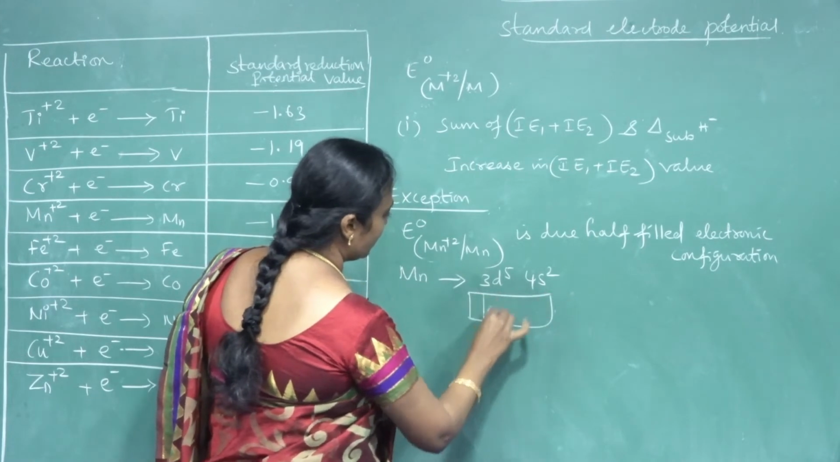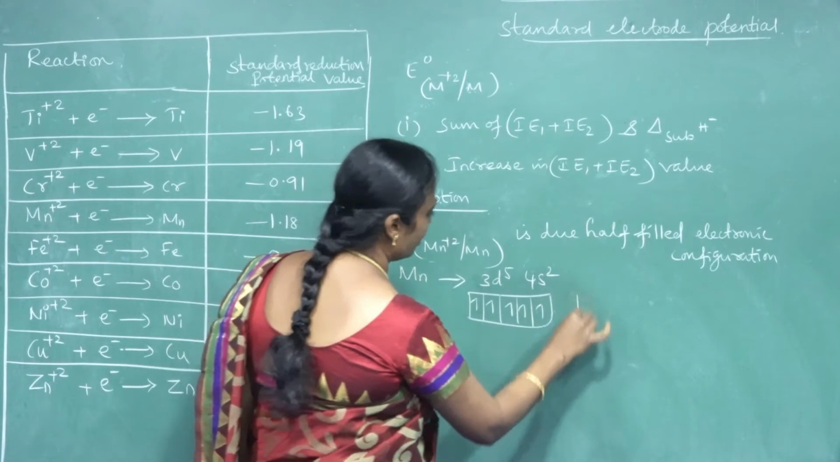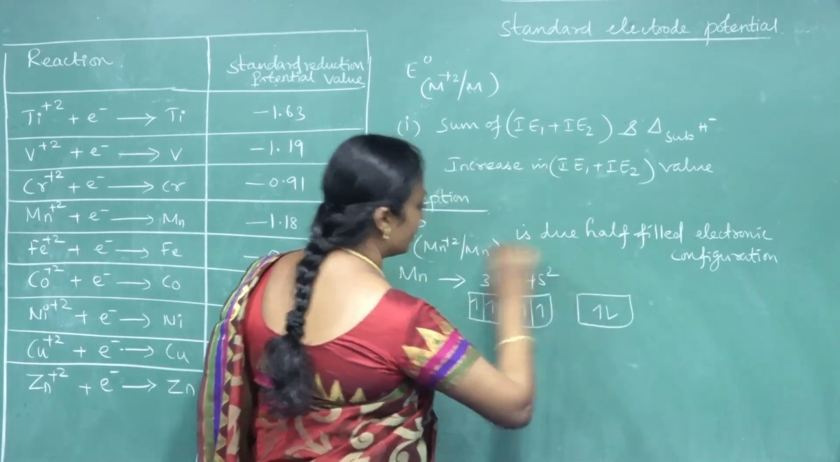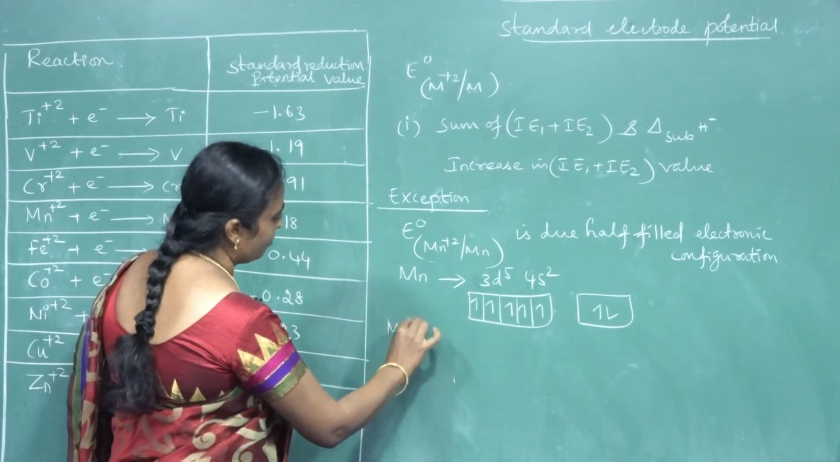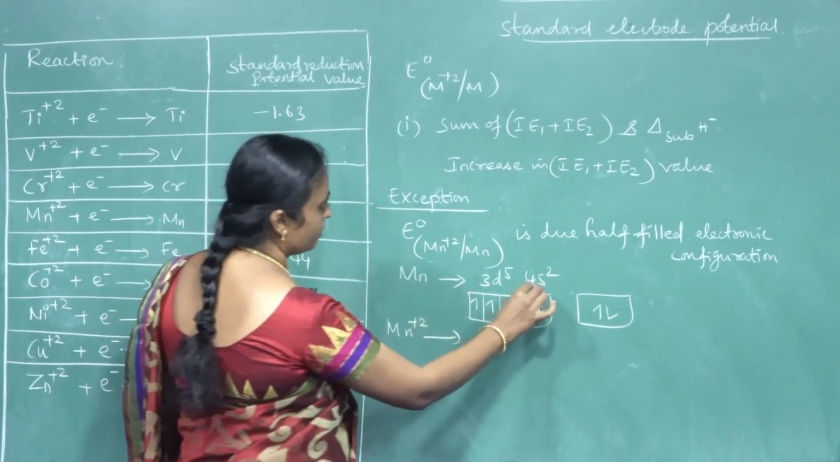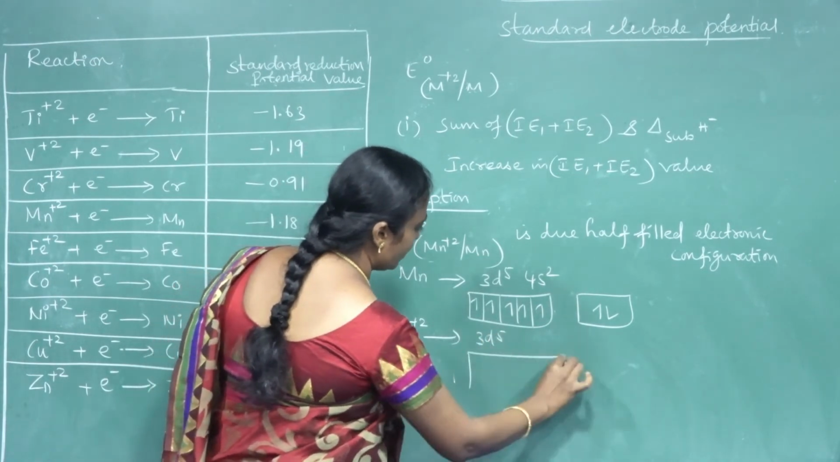Just taking the 3d subshell, how many electrons? There are 5 electrons. In s there are 2 electrons. This is in the case of the metal. So if I am taking Mn2+, there should be removal of 2 electrons, so you are going to get only 3d5.